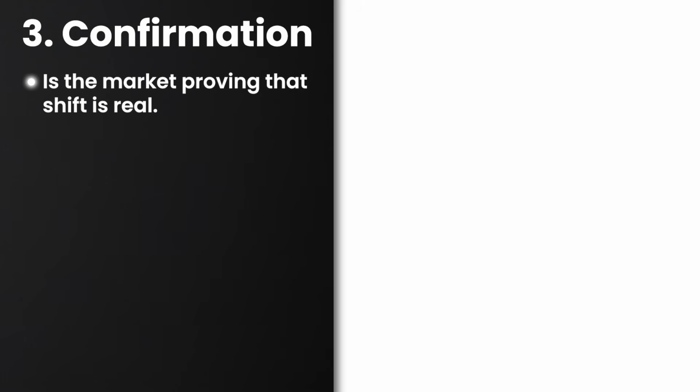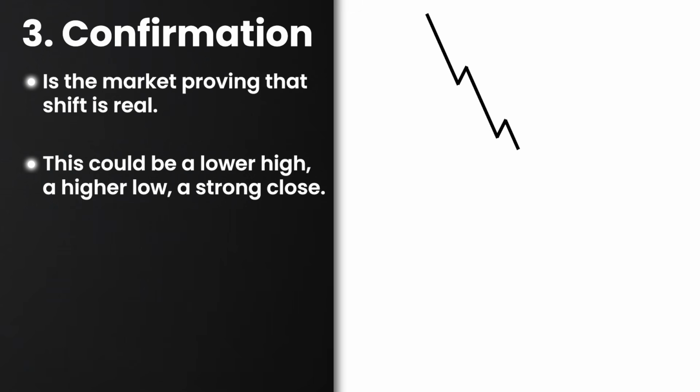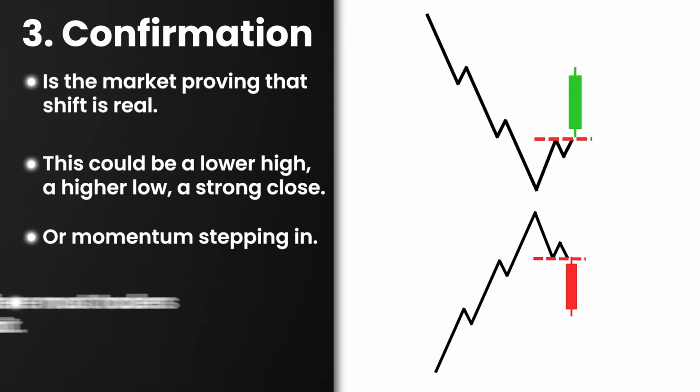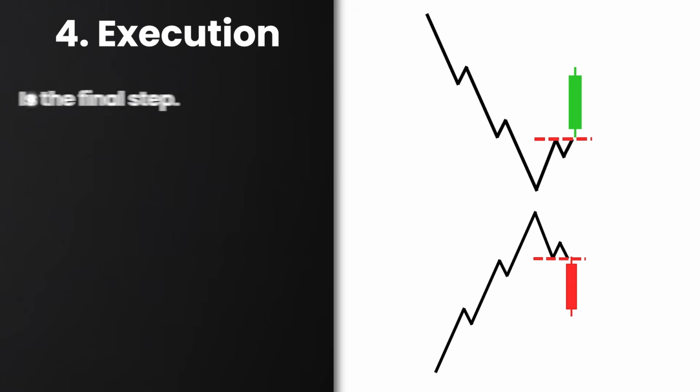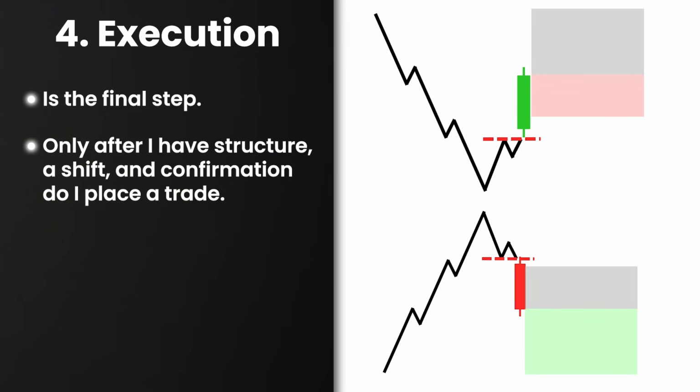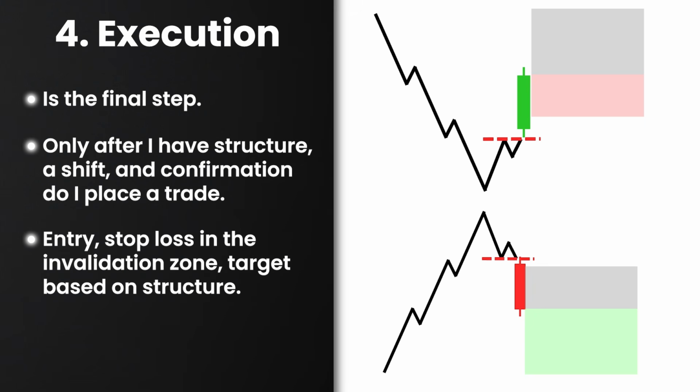Then we have confirmation. This is the market proving that the shift is real. So this could be a lower high, a higher low, a strong close, or momentum stepping in. This is where most traders rush, and this is where I wait. Then finally we have execution. So this is the final step. Only after I have structure, a shift, and confirmation do I place a trade. Entry, stop loss in the invalidation zone, target based on structure. Now, if you skip any one of these steps, you are not trading a system, you are gambling. Now, let me show you how this works in real time, starting with trade example number 1.